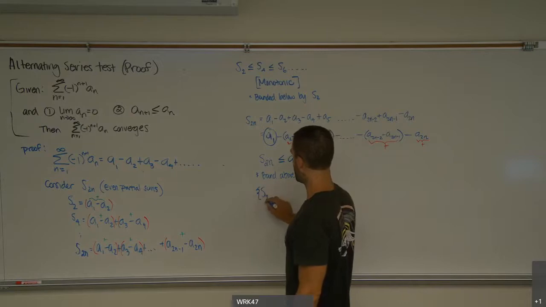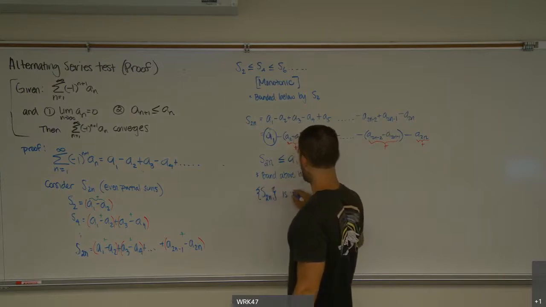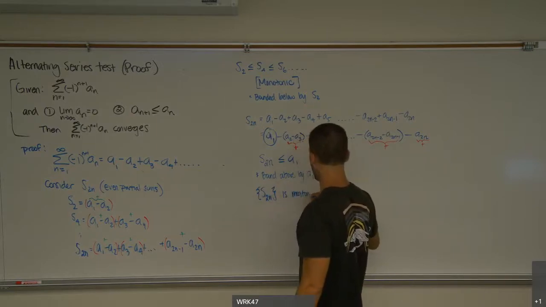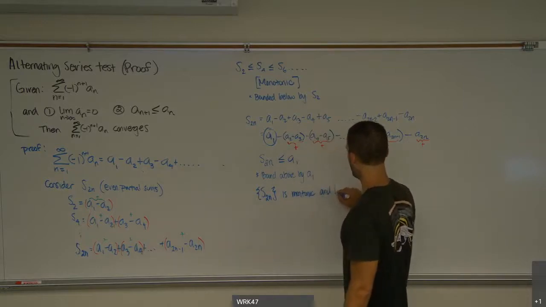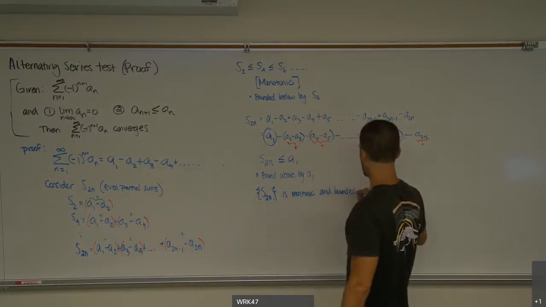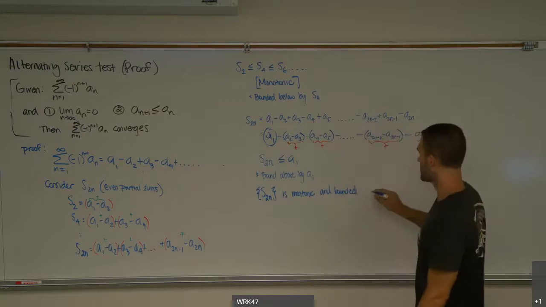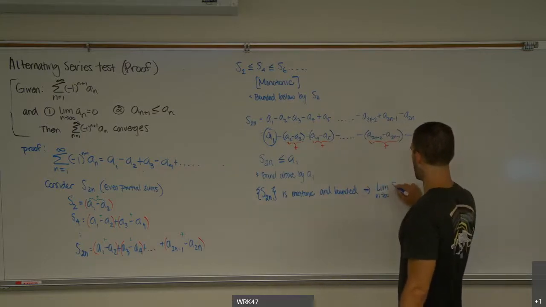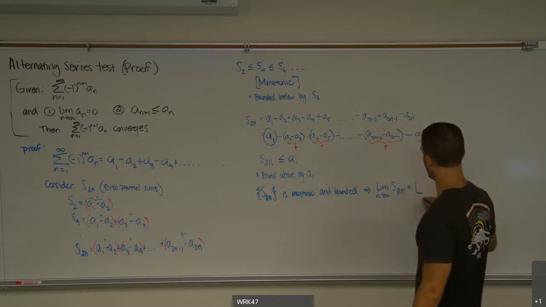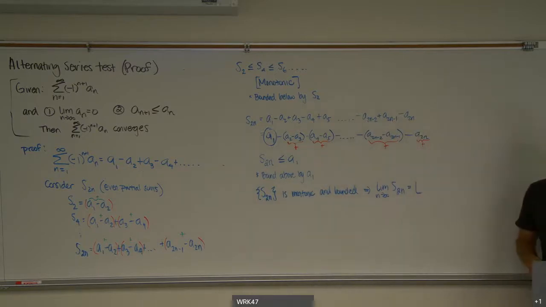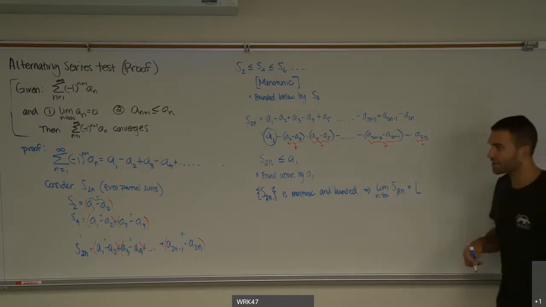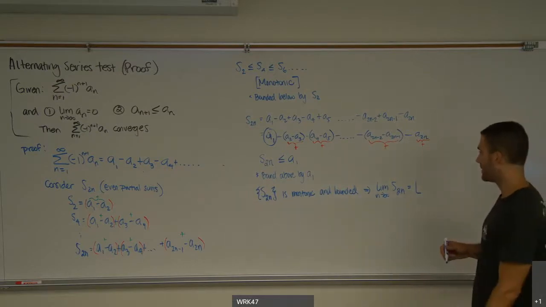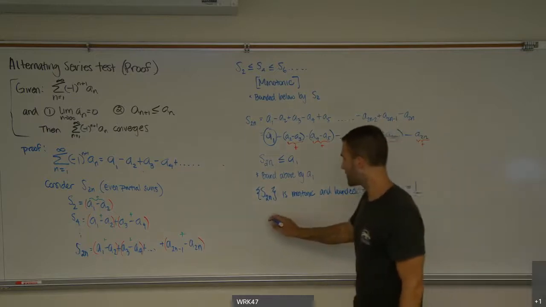The sequence of even partial sums is monotonic and bounded, and therefore must converge to something. I don't know what, we're going to call it L. So the even partial sums converge to, say, L, to something. Now we're not done because I haven't talked about the odd partial sums. And so let's consider the odd partial sums.